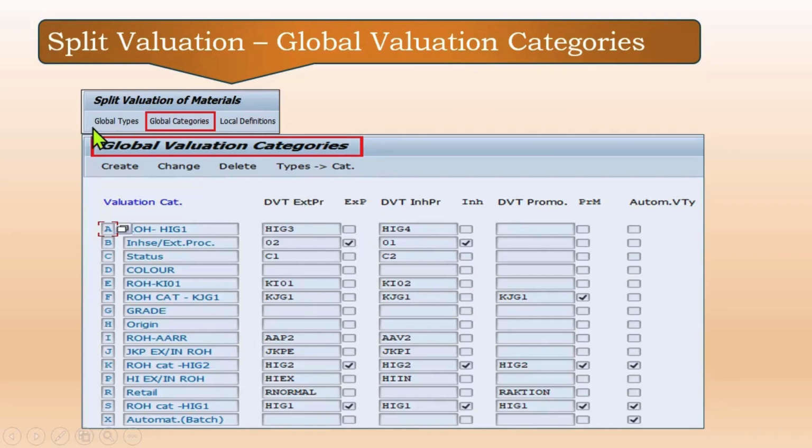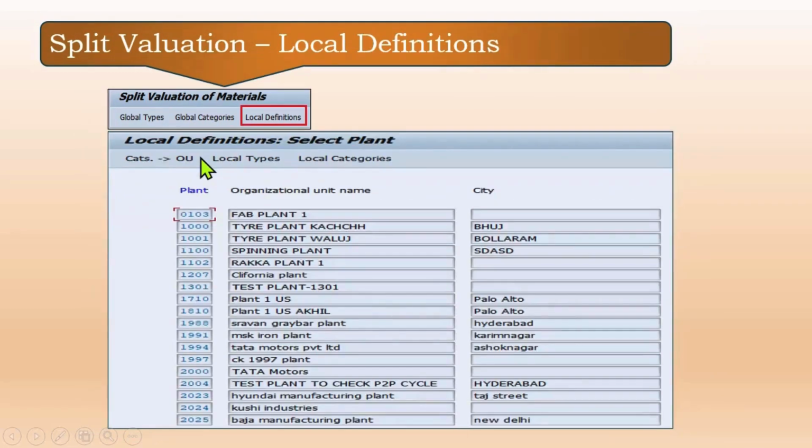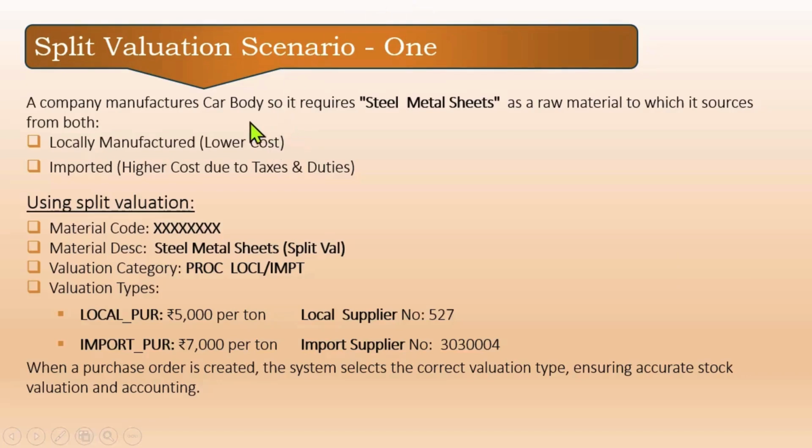So after the global type, you have to define global categories. Then after you finish with the global categories, you have to do local definitions, that is activating the plant. For a better view, I have just taken the screenshots. We will log into the system, follow this sample, and create exactly a replica of this in the system.